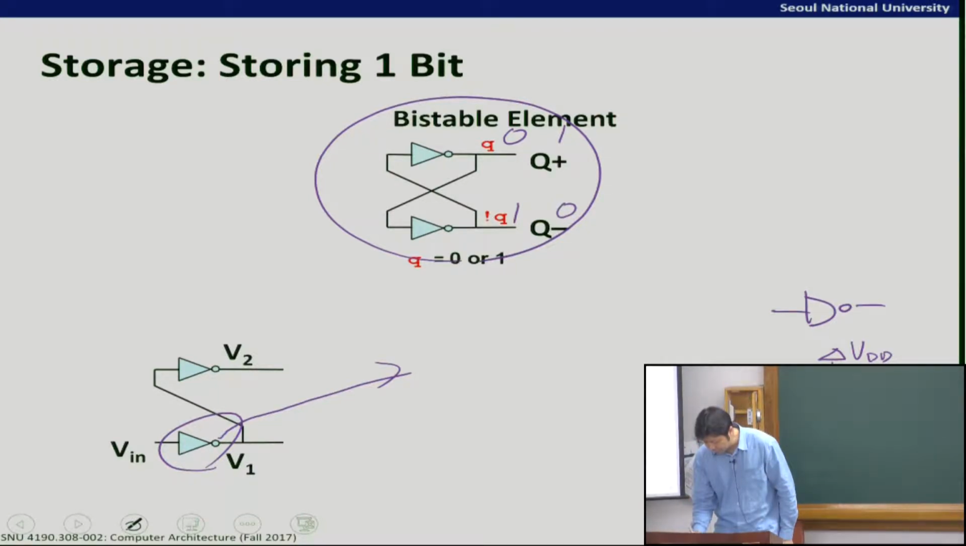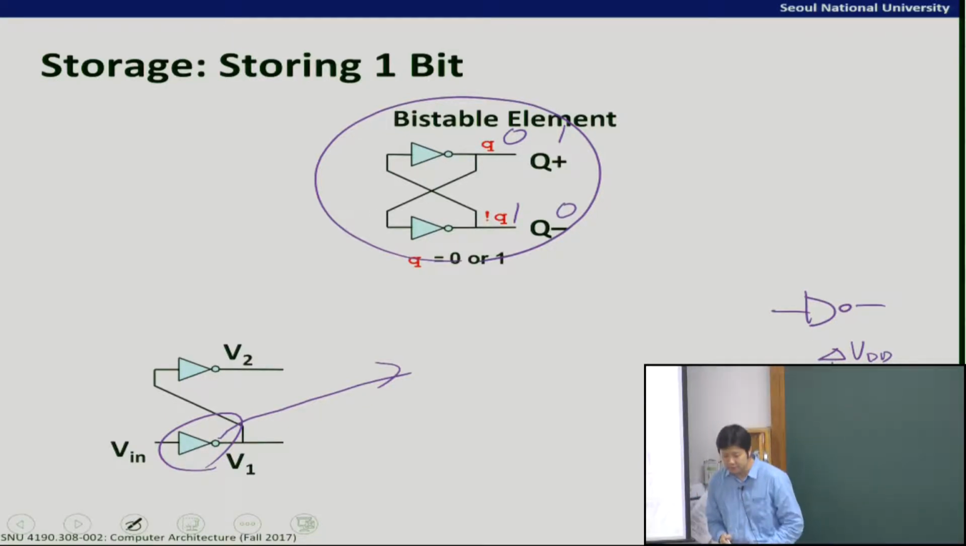And if the input becomes 0, then now this switch will be connected. This PMOS transistor will be connected, and this NMOS transistor will be disconnected, right? So the output voltage will be pulled up to VDD. So in other words, if the input is 1, the output will be 0. If the input is 0, then the output will be 1, right? That's basically how this inverter works.